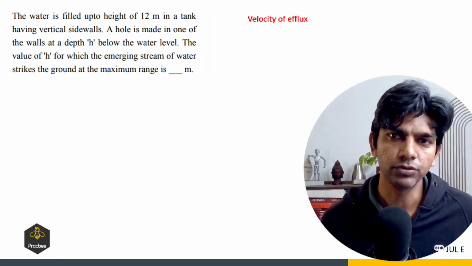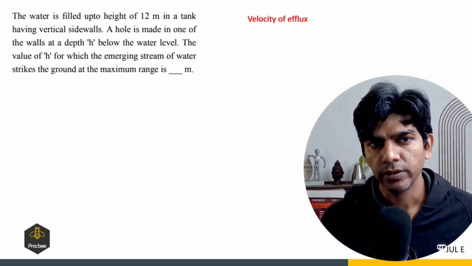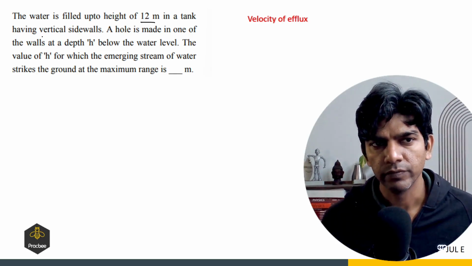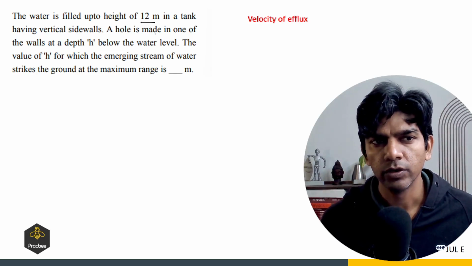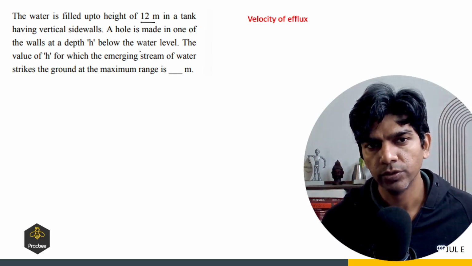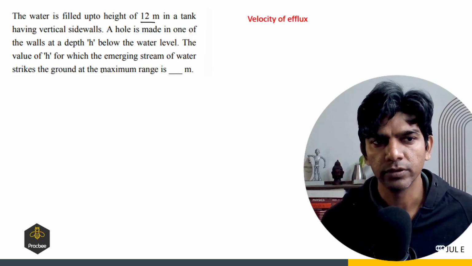Right. So let us see the next question based on velocity of efflux. The water is filled up to height 12 meter in a tank having a vertical side wall. A hole is made in one of the walls at a depth h below the water level. The value of h for which the emerging stream of water strikes the ground at the maximum range.